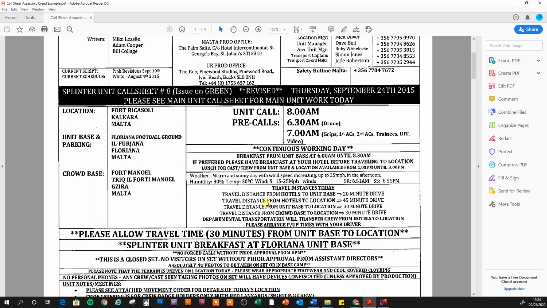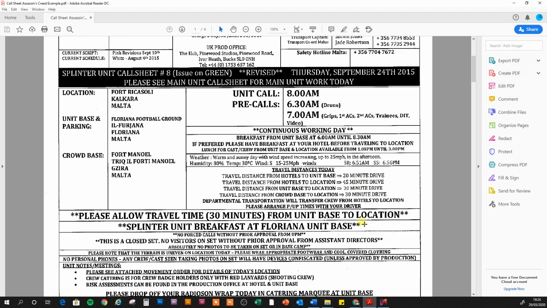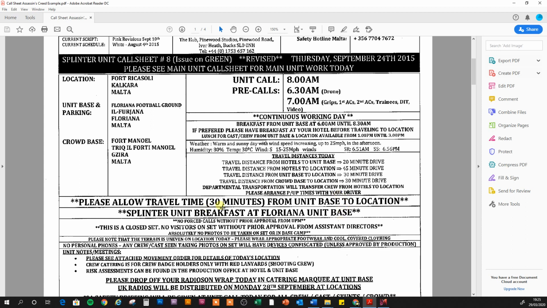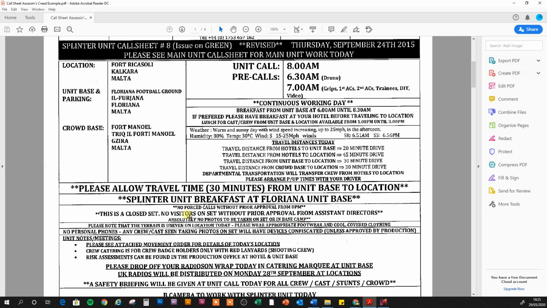How long is it going to take to get from your location, your hotel, to the base unit base and to the location, right? Important. People need to know when to set off. Okay. Quite often they'll put on transfers, like there'll be a shuttle bus, or things like that. Okay. 30-minute location. Different units work at different places to get there. What else we got on there?